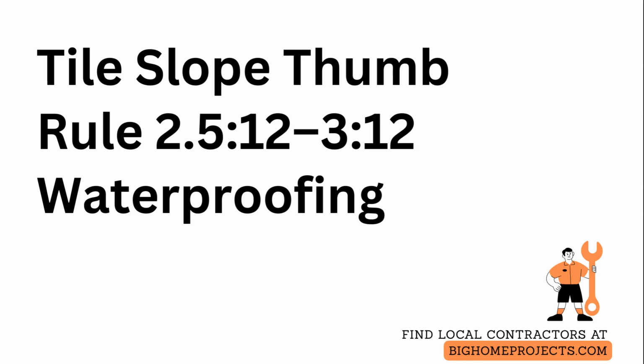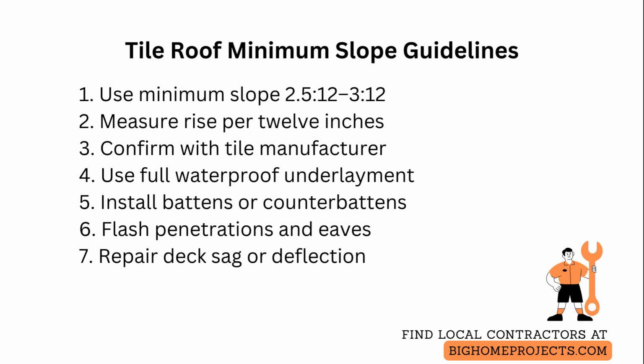Tile roofs need a minimum slope to shed water effectively and prevent underlayment failures. For clay and concrete roof tiles, the common thumb rule is a minimum slope of 2.5/12 to 3/12 depending on the tile interlock and profile. Measure slope as the vertical rise per horizontal 12 inches and confirm with the tile manufacturer because some interlocking profiles allow the lower end of that range.